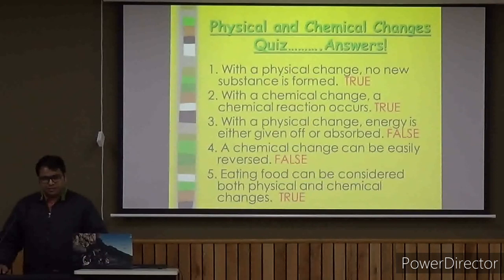Eating food can be considered as both a physical and chemical change, yes, because it involves cutting and chewing of food, that is a physical change, and also digestion and respiration, which is a chemical change.